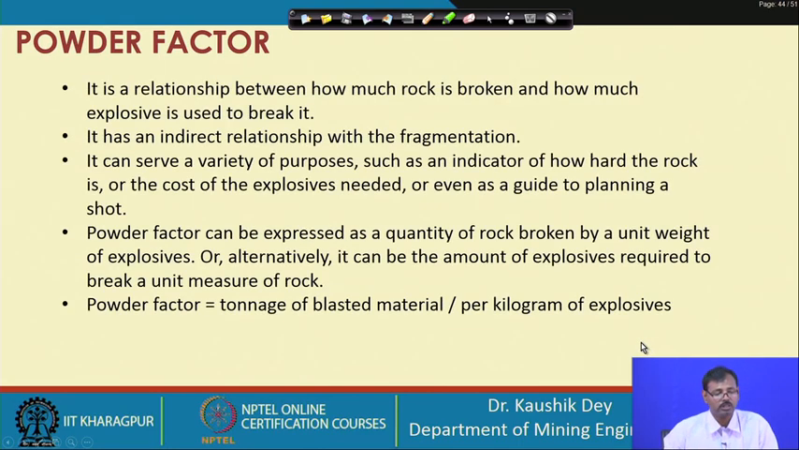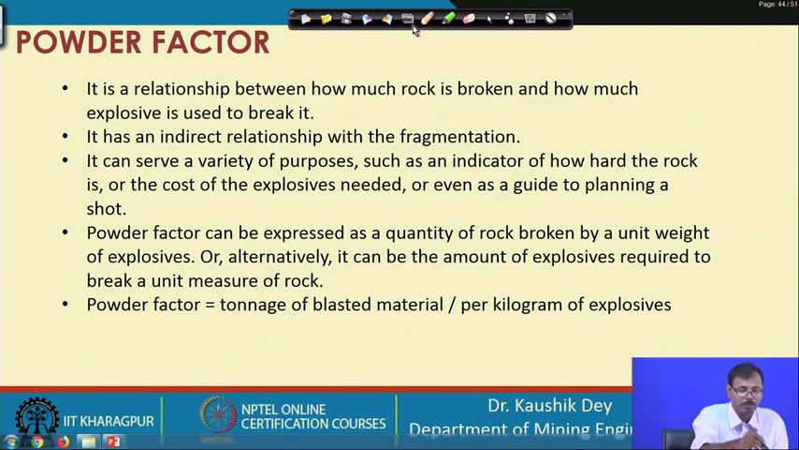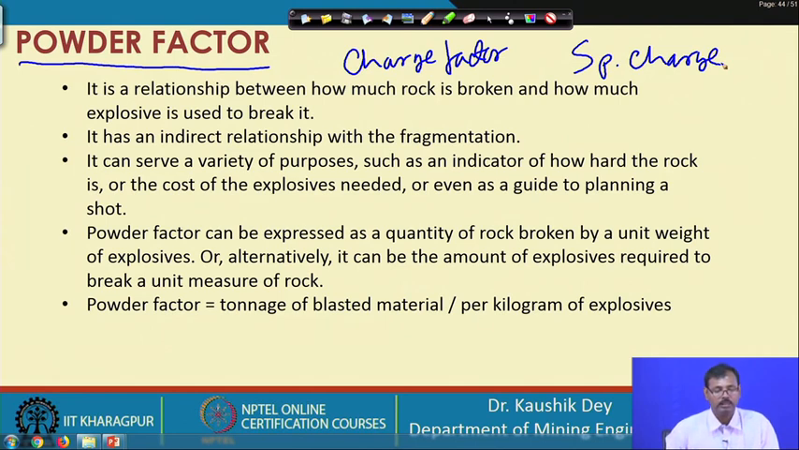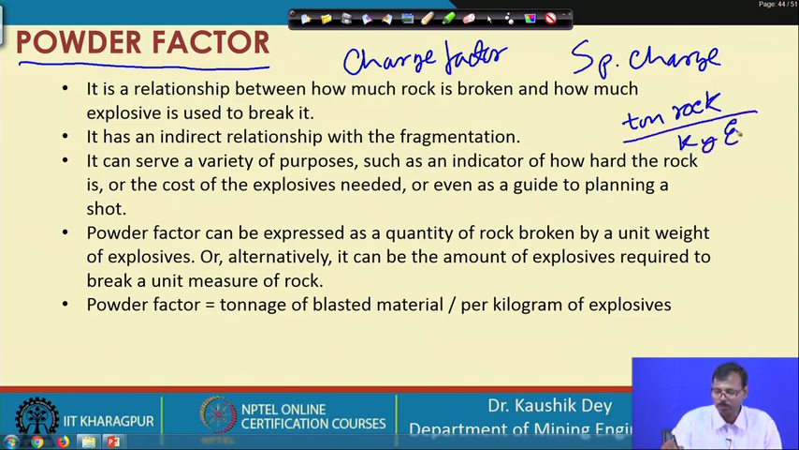So, now let us consider the first parameter, which is nothing but the powder factor. This is also called charge factor, also called specific charge, and this is basically a direct relationship which gives us the idea of how much explosive is required to blast a certain amount of rock. So, basically this is expressed as the tonnage of rock produced per kg of explosive.